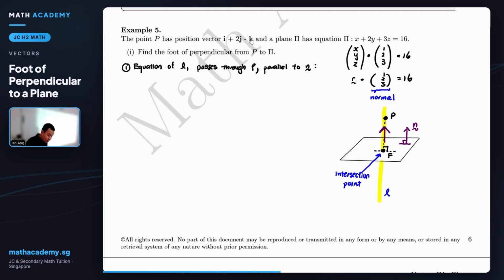Hence, your equation looks like r equals position. Let's go for point P, so I have (1, 2, minus 1) plus lambda, and the direction vector will be your normal vector, which is the vector (1, 2, 3). And we say lambda is any real number. To facilitate our next step, can we combine into one vector first?